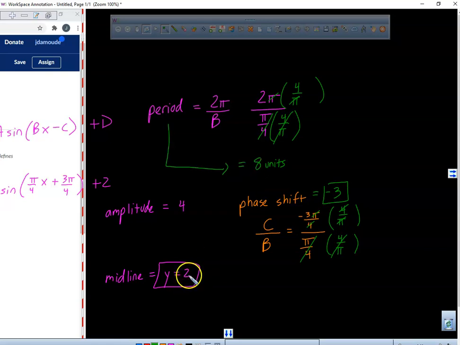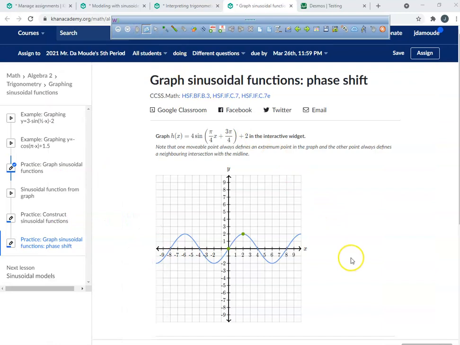We've got a midline at 2. So help me out here. Hopefully you guys have written this down. This is how you would do it if you didn't have a graphing calculator. How would you graph it without one? What we're going to do is try to graph it. Can you guys see how this is a sine of x graph?